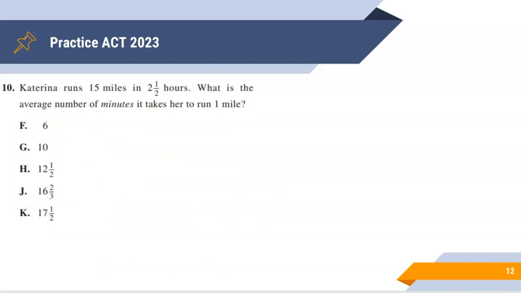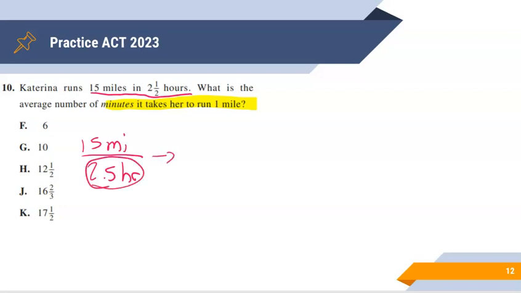Okay, 12's a bit of a stinker here. They want us to know how many minutes it takes her to run 1 mile. Now right now we have 15 miles in 2.5 hours. So the first thing to do is to convert that hours into minutes, right? And we know an hour is 60 minutes. So we have 2 hours and then we have a half hour. That's a total of 150 minutes.